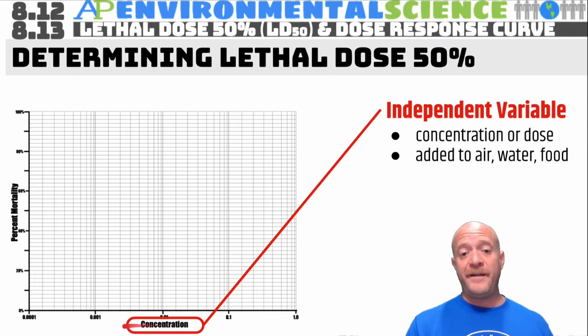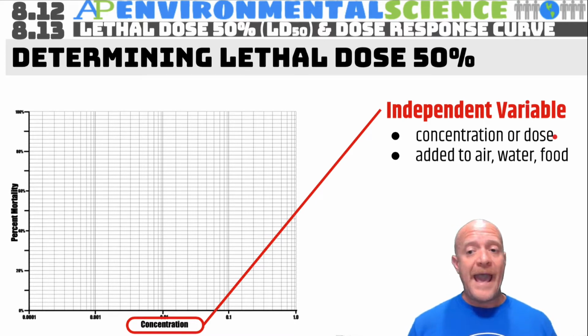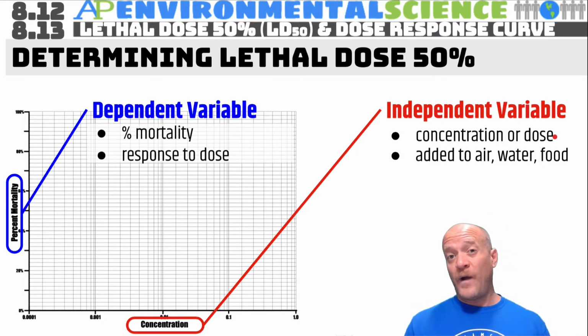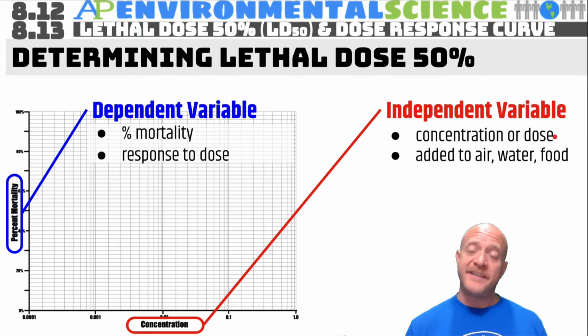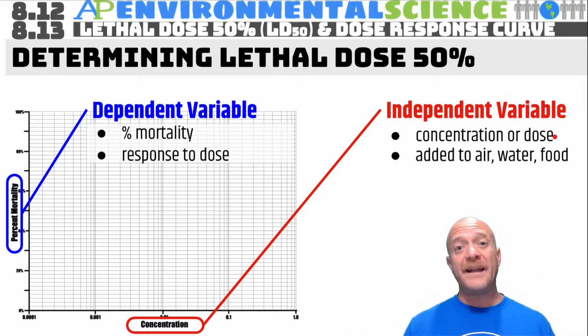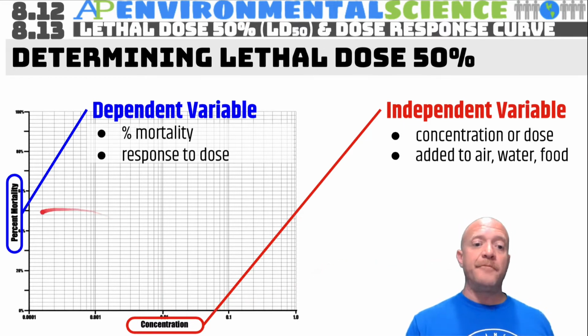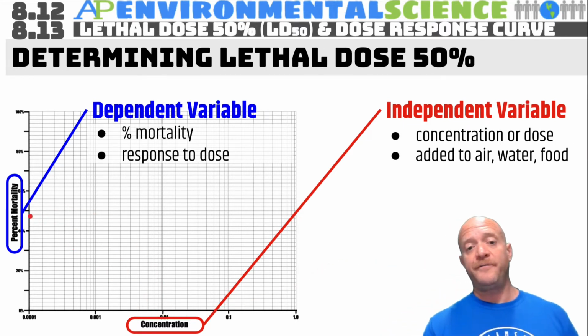You're going to have your independent variable on the bottom, and that is where you'll measure your concentration, your dosage, the mass that you're adding, and the pollutant or the chemical in question will be added either to the air, water, food, etc. And on the dependent variable, the y-axis, we will be measuring the percent mortality or the number of individuals that are impacted, something to that effect, and it's a response to whatever dose we are adding. That's why it is a dose on the bottom and response on the left, so dose response curve.